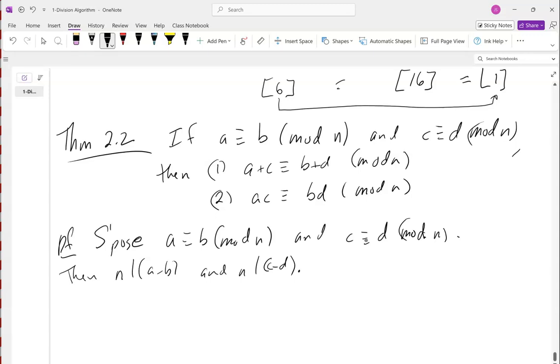Now if we go to the definition of divides, how do we rewrite divides by definition? Good, okay. So there exist, I'll call them K and M, such that NK is A minus B and NM is C minus D.